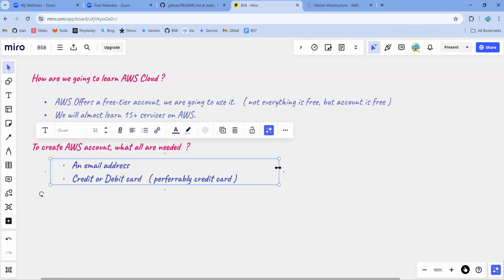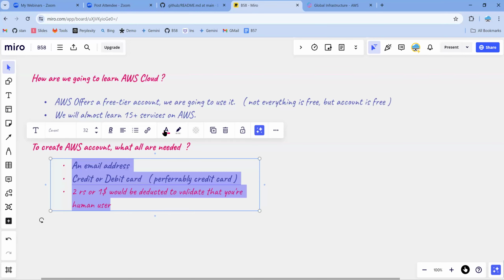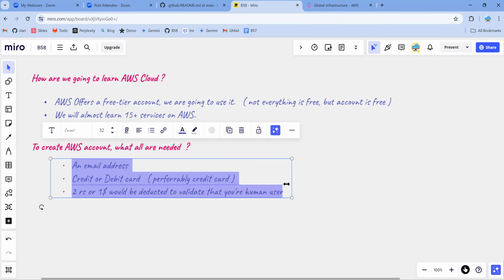Okay, so these are the two things that are needed. And AWS would deduct 2 rupees or $1 to validate that you are a human user. Okay, and if you say I do not have a credit card or debit card, I cannot help you. Because if someone says I do not have a credit card and debit card, I also assume that you don't have a computer.